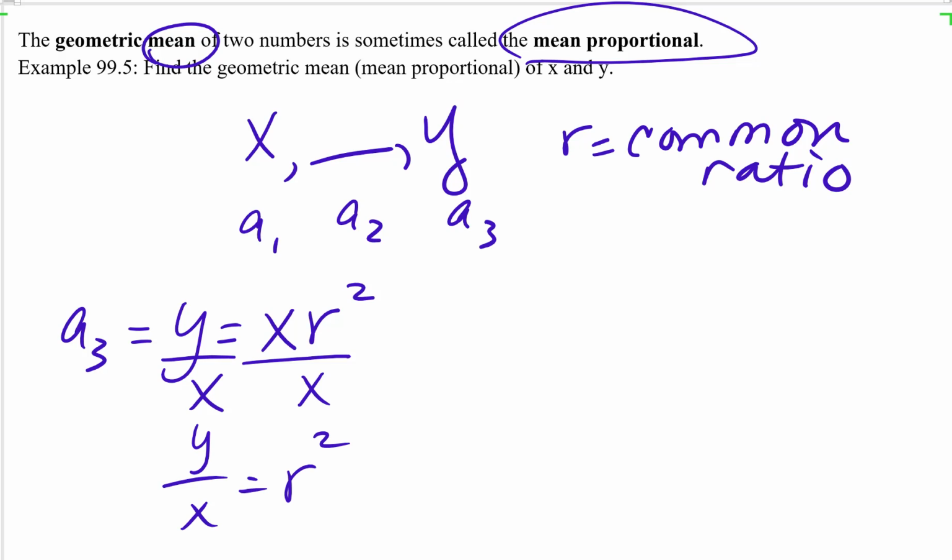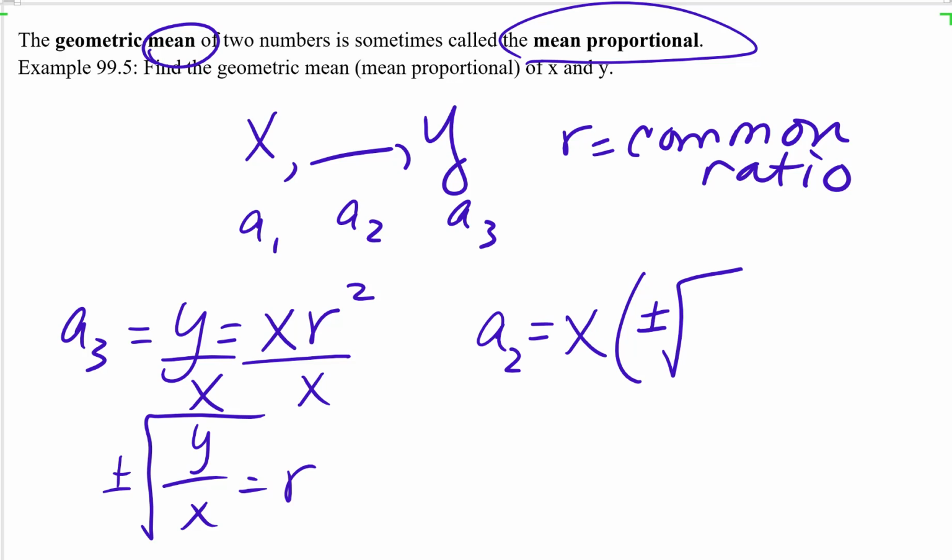All right. So if I divide both sides of this equation by x, then y over x is equal to r squared. And therefore, if I take the square root on both sides, I'm going to get this for r. So if that's my r, and I want to find the geometric mean, which is the second term, a sub 2 is going to equal the first term times r. So times plus or minus the square root of y over x.